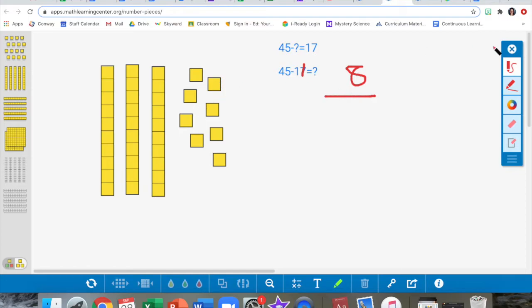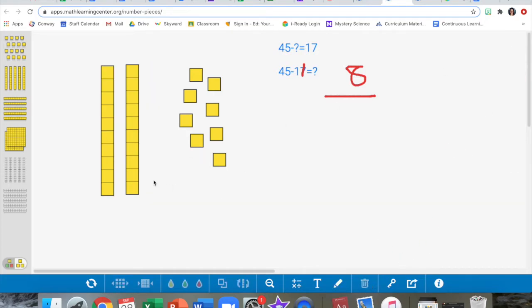But we weren't done because we haven't subtracted the 10 from the 17. Well, let's get rid of a 10. Now we know that there are 2 tens left, and our answer is 28. 45 minus 17 is 28.